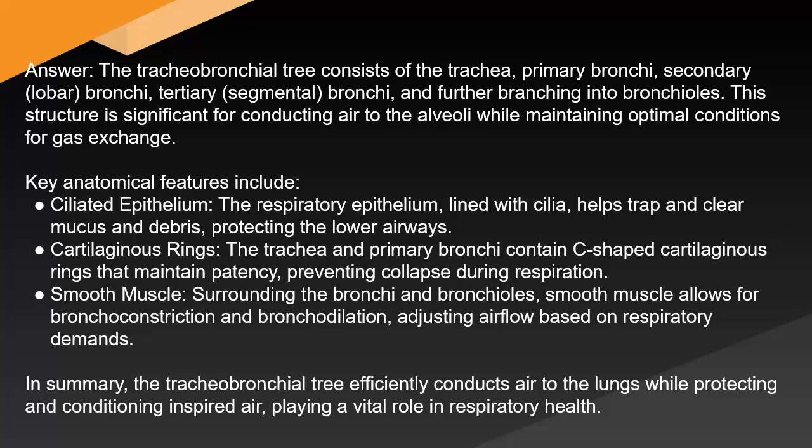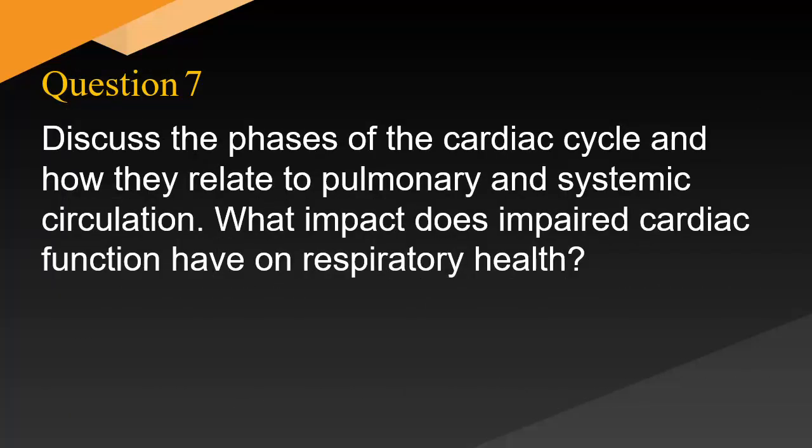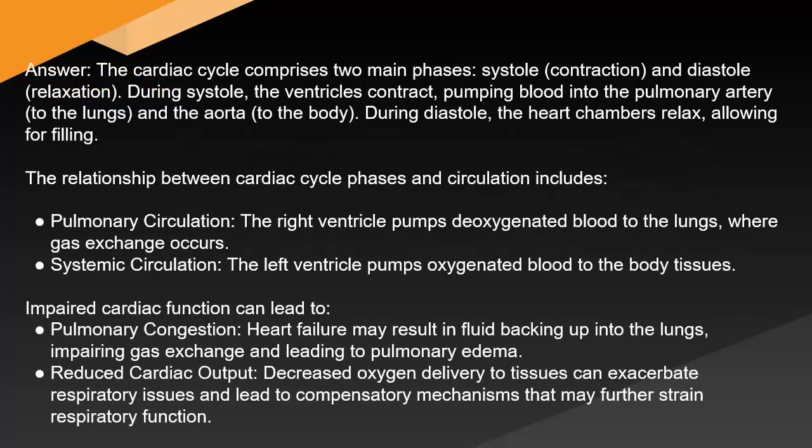Discuss the phases of the cardiac cycle and how they relate to pulmonary and systemic circulation. What impact does impaired cardiac function have on respiratory health? Answer: The cardiac cycle comprises two main phases: systole, contraction, and diastole, relaxation. During systole, the ventricles contract, pumping blood into the pulmonary artery to the lungs and the aorta to the body. During diastole, the heart chambers relax, allowing for filling.